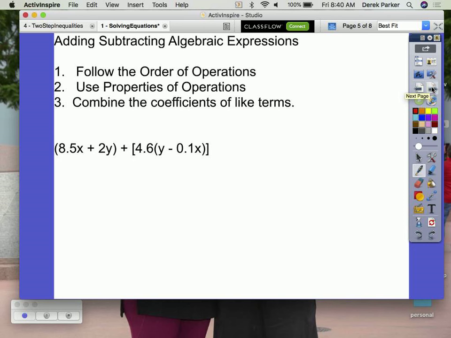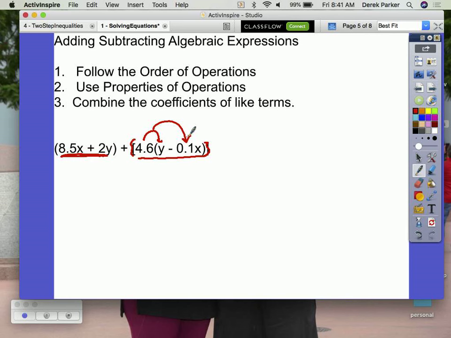Now, let's look at this. Add, subtract algebraic expressions. So, first step, follow the order of operations. Use properties of operations and combine the coefficients of like terms. So I'm looking at this one right here. I cannot combine anything there. In this bracket, I have 4.6, and I'm going to distribute that to the two terms on the inside. Now I'm going to rewrite.